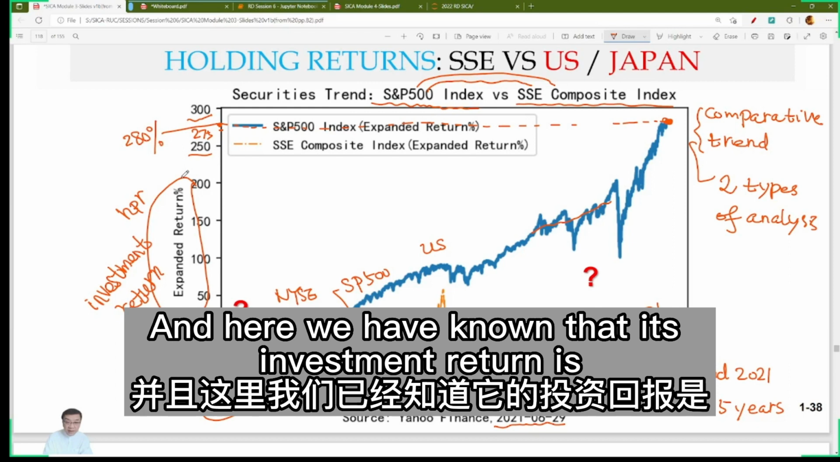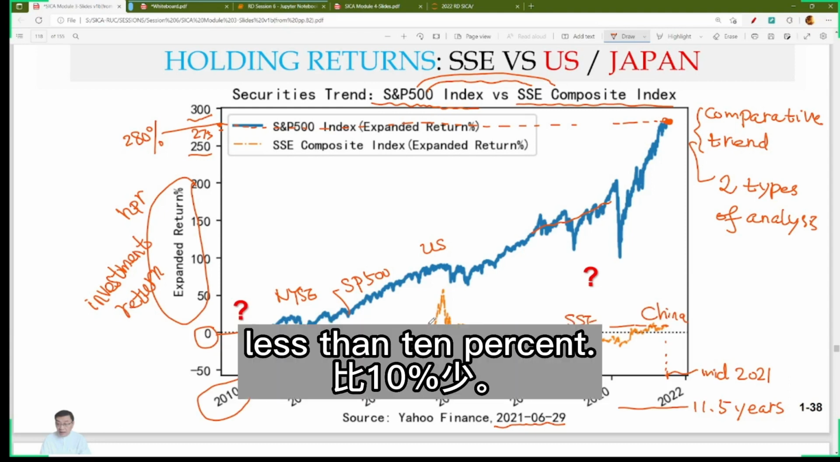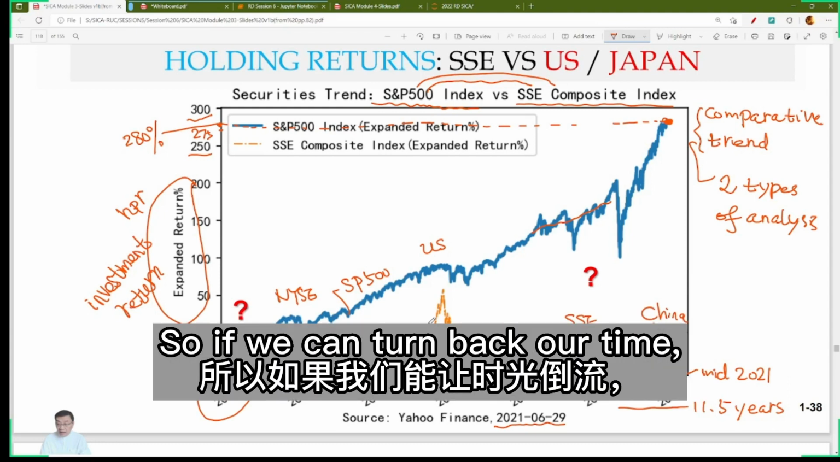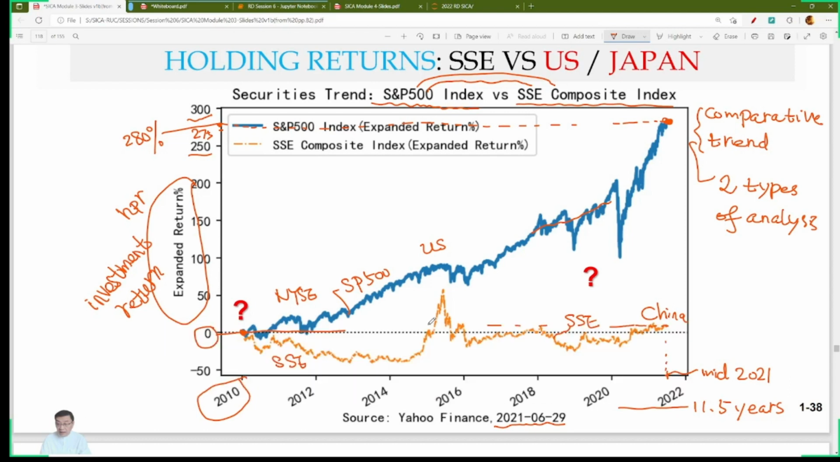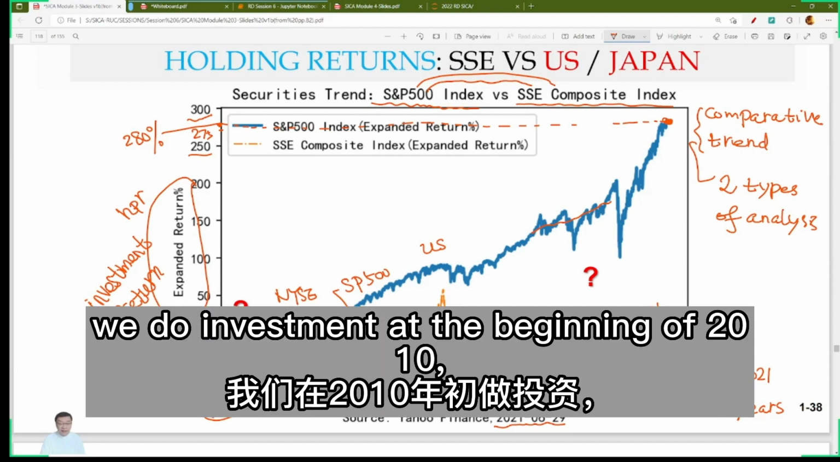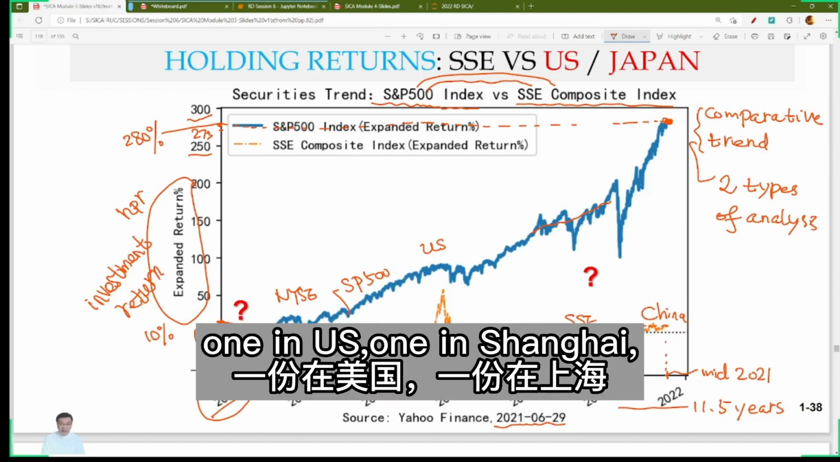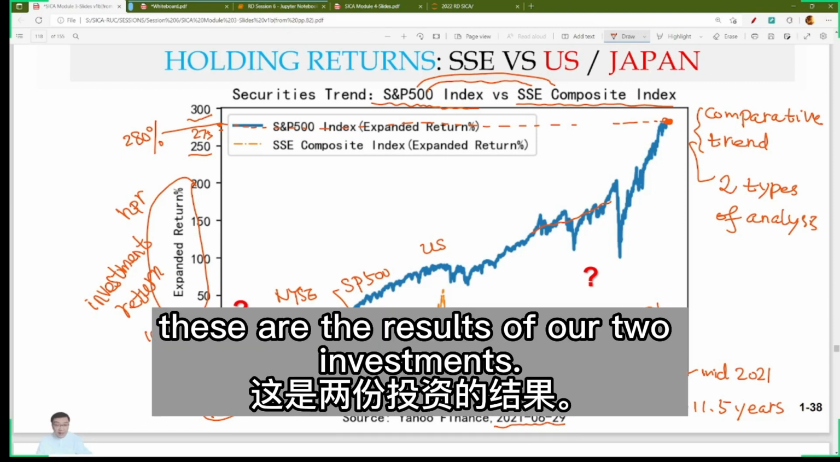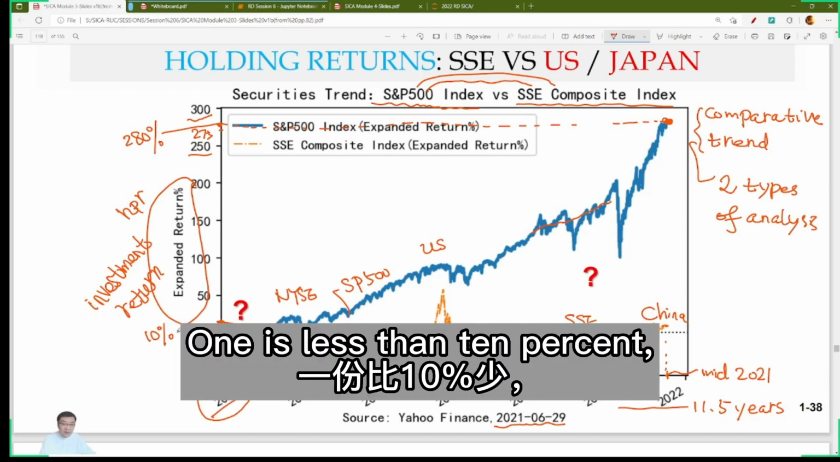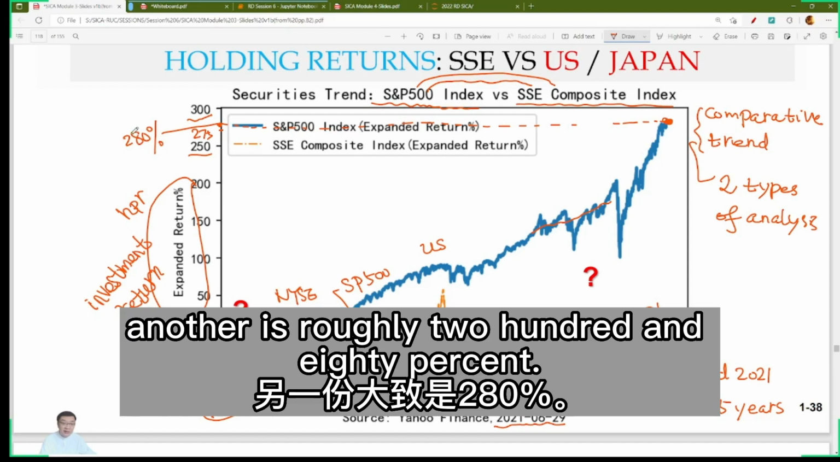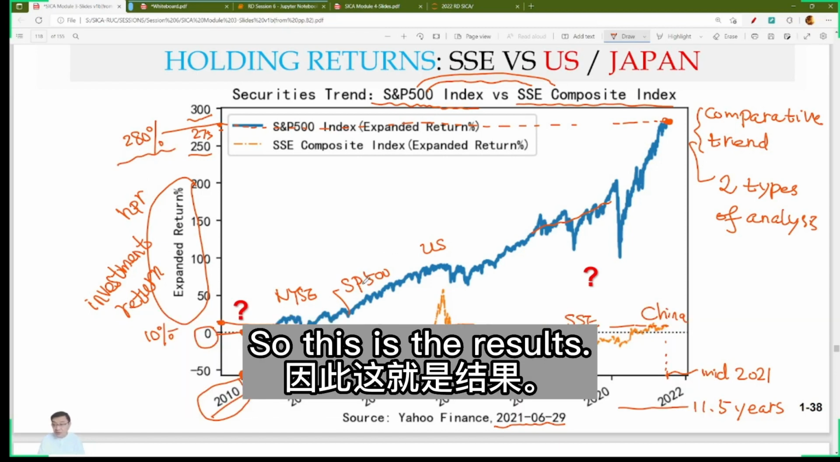And here we have known that its investment return is less than 10%. So if we can turn back our time, we do investment at the beginning of 2010, one in US, one in Shanghai. These are the results of our two investments. One is less than 10%. Another is roughly 280%. So this is the result.